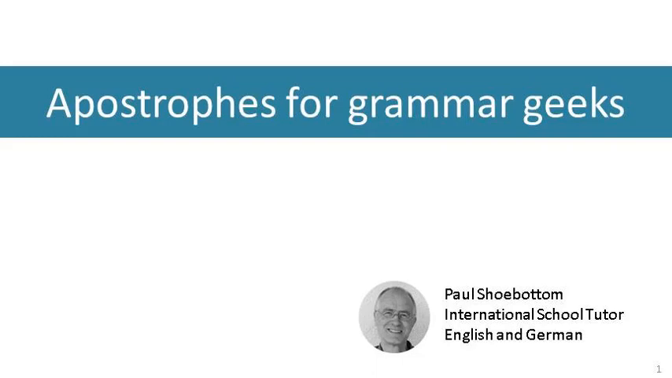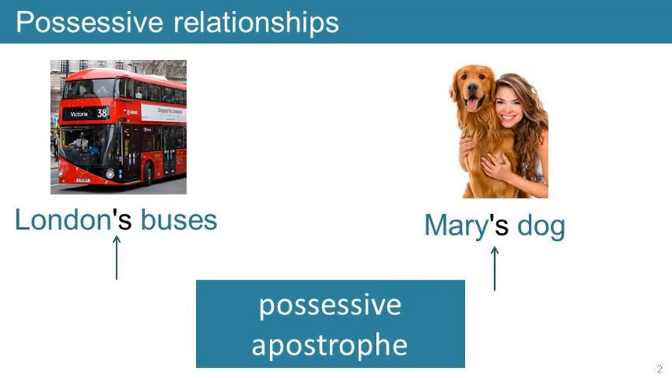This is the fourth and last in a series of lessons about the apostrophe in English. We will first consider the semantics of the possessive apostrophe and then look at some special issues concerning its use. The possessive apostrophe is so called because it most commonly indicates a possessive or having relationship.